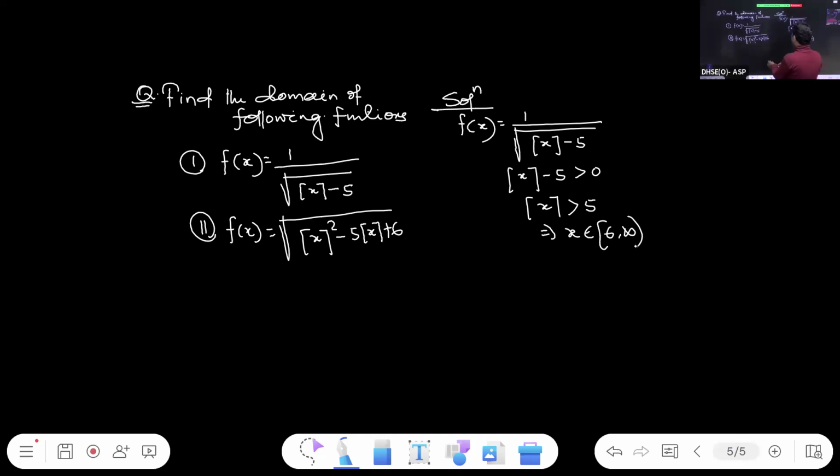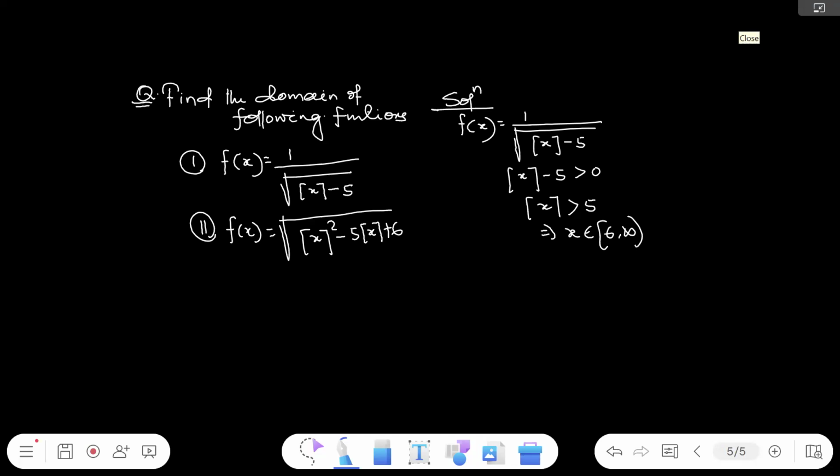Right, what is the answer to question number 2? What is the domain of the function f of x is equal to under root bracket x square minus 5 bracket x plus 6? Yes, minus infinity to plus infinity. Domain of the function is R. You are correct.